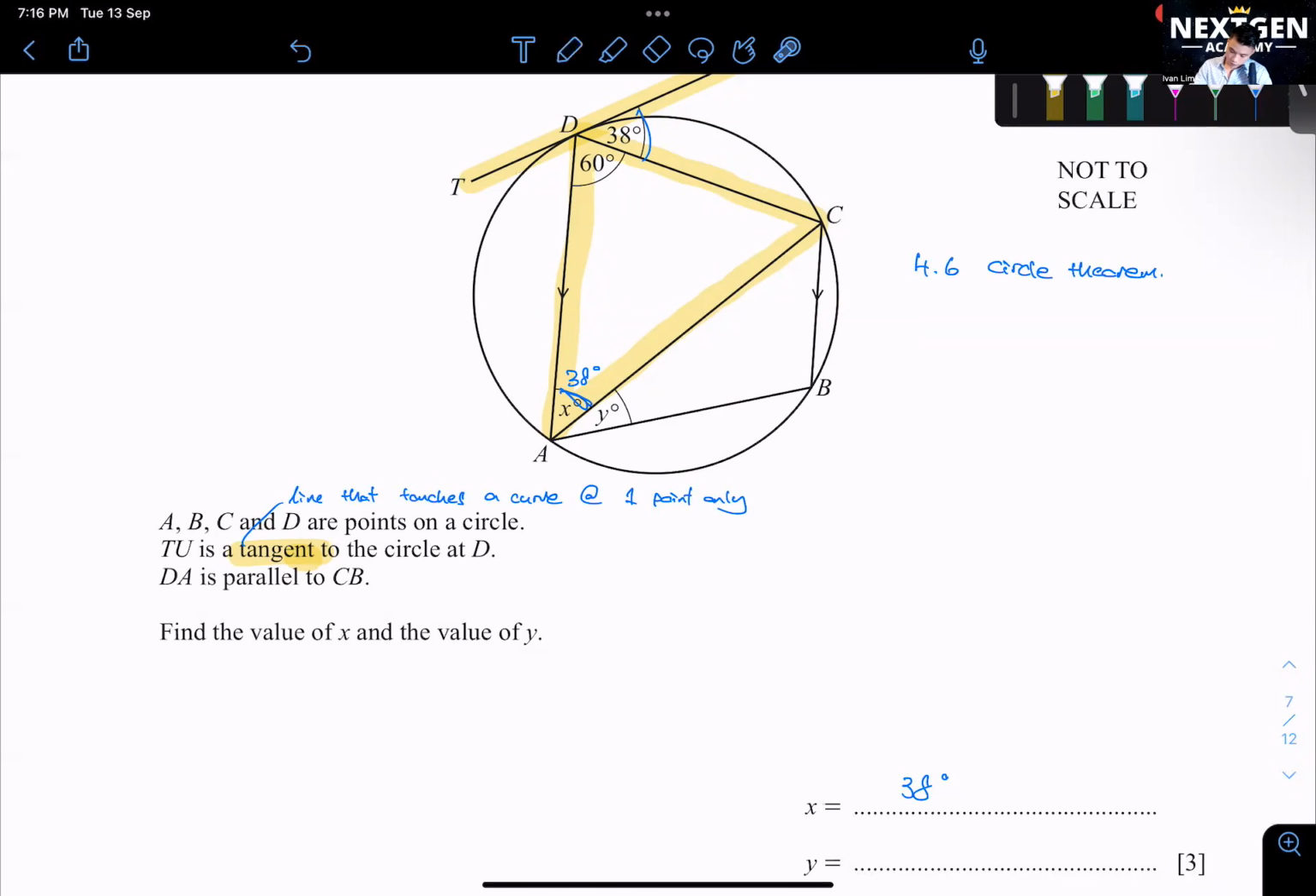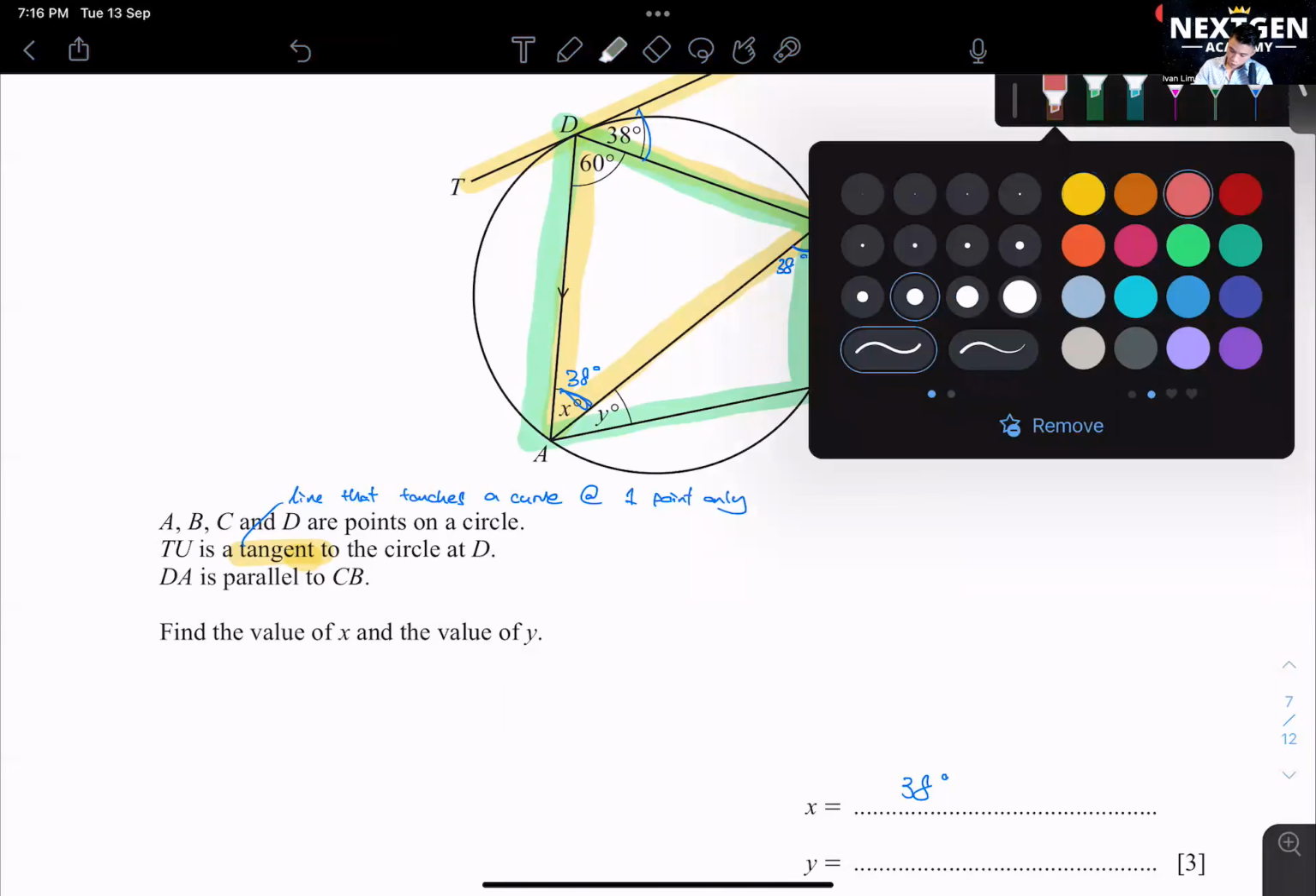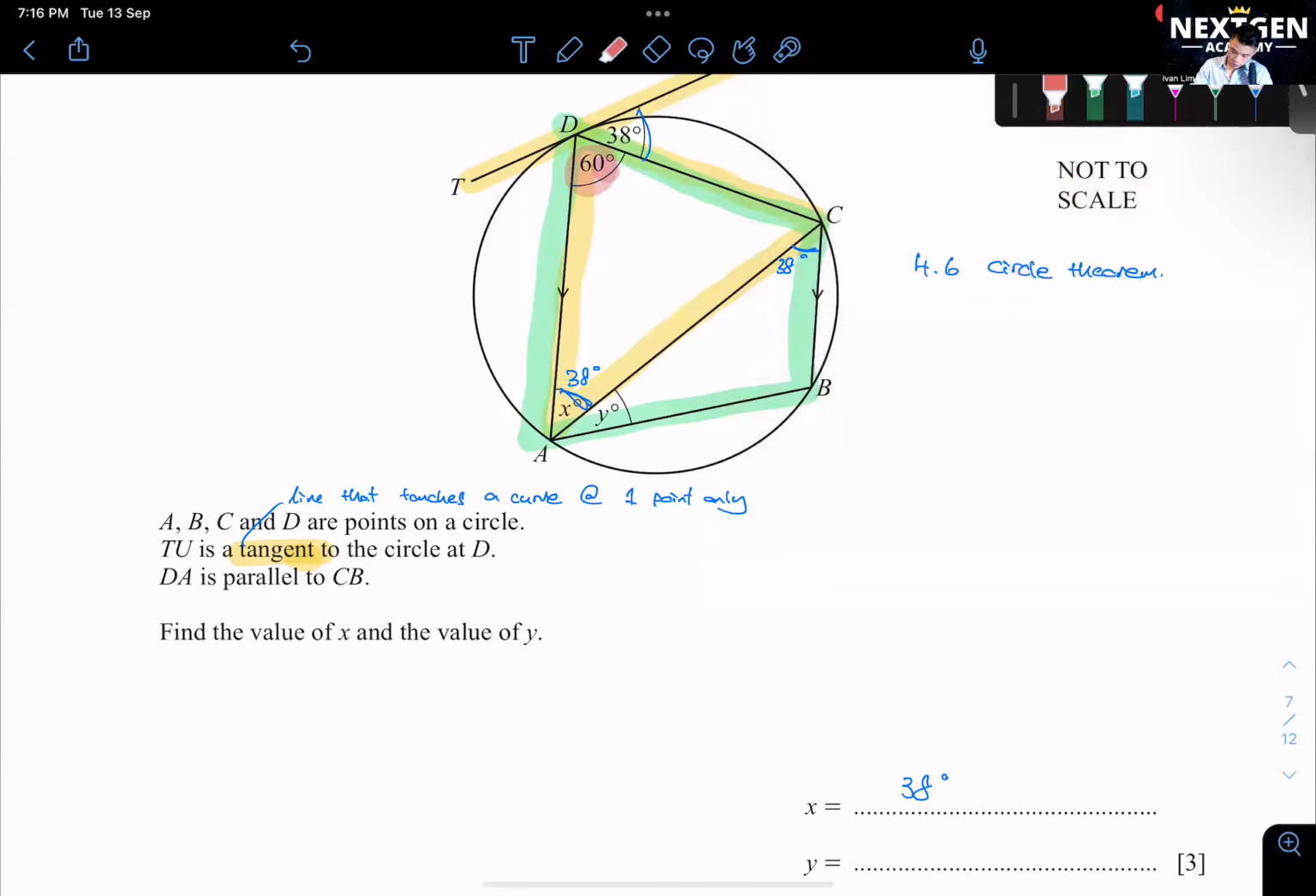Okay, it's like this. So I know over here is also 38 degrees. Whatever information that you can find, you write down first. Then another thing is that inside a quadrilateral, if we look at the whole thing like this, the opposite angles add up together will give you 180 degrees. So angle ABC plus 60 degrees is 180 degrees.